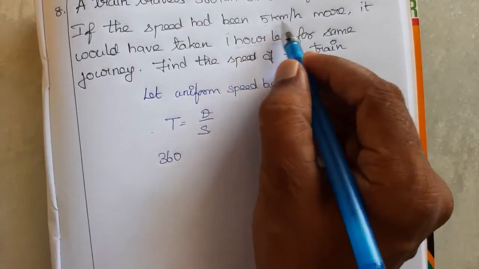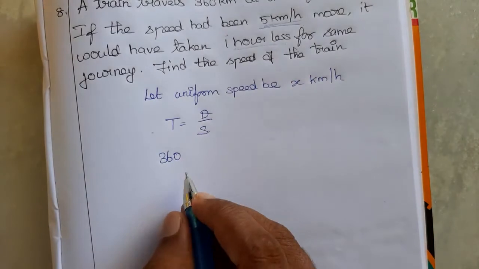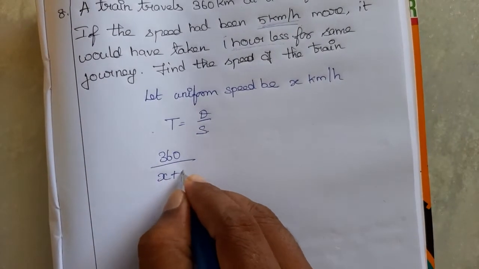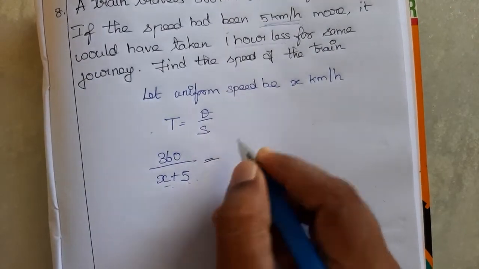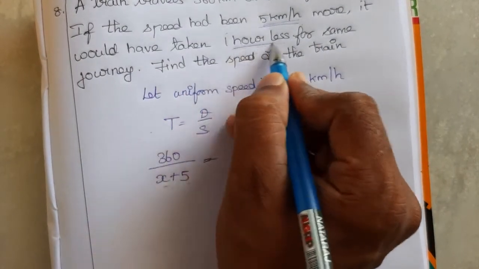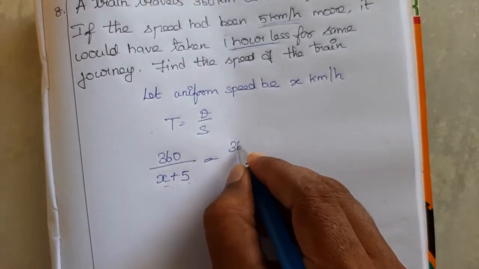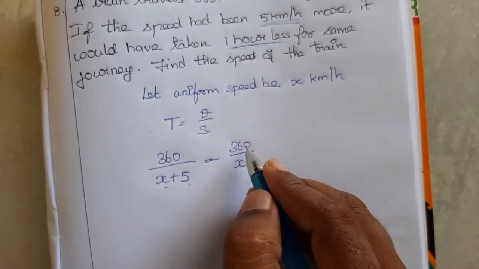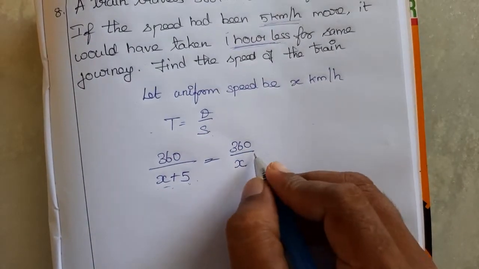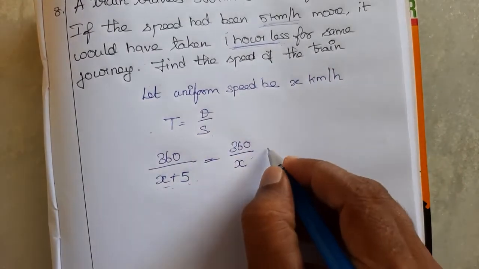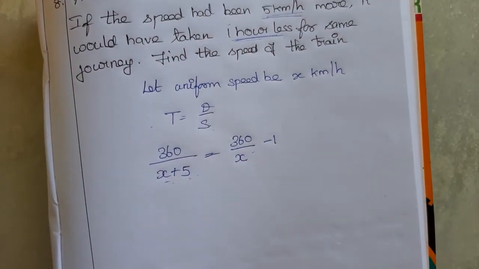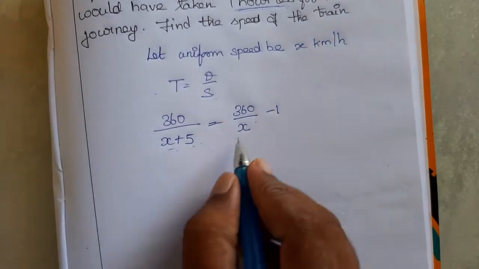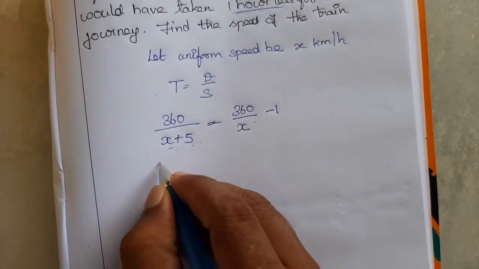If it is increased by 5 km per hour, so the speed is increased, then from the normal time it will take 1 hour less. So the normal time is 360 by x, right? That's distance by speed. 360 by x is the normal time. So from this, 1 hour less. Clear? Then we will convert to the quadratic equation and solve. So just bring this to the left hand side.